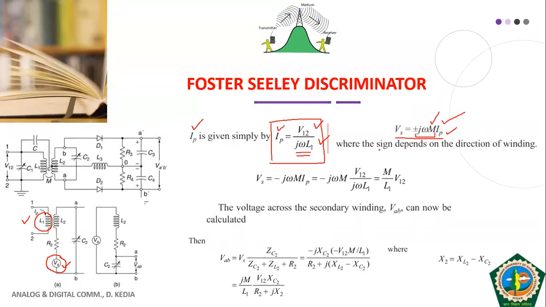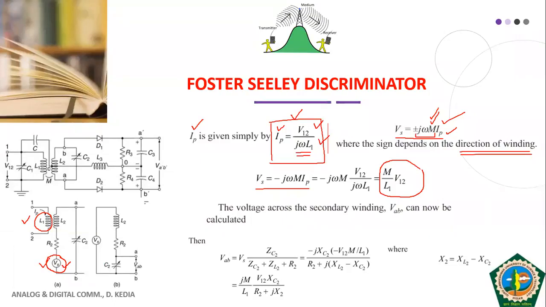Whether the sign is plus or minus depends on the direction of winding. Numerically, Vs is equal to j omega M IP. In our analysis we consider the negative sign, so Vs is equal to minus j omega M IP. Having obtained the value of IP, we substitute it and get Vs equal to M by L1 into V12. So this is our value of Vs.